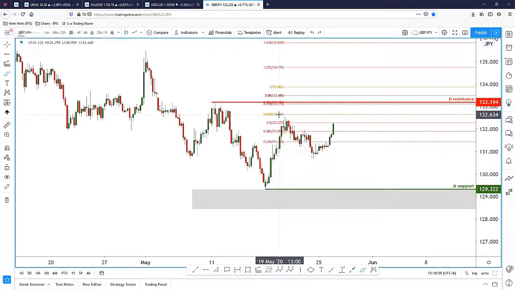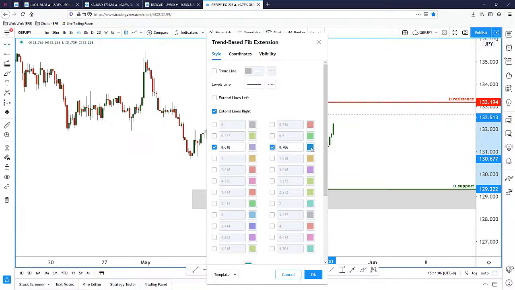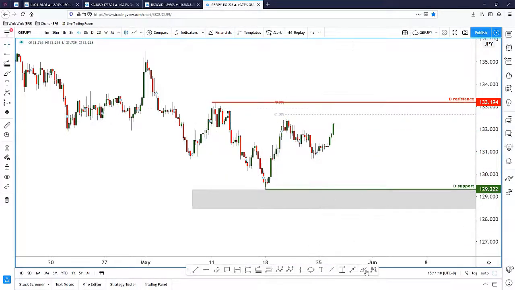Or at the same time, we also see that there is sort of a 61.8 level. So let's just highlight both 61.8 and 78.6. Right? Price could easily just come up to here and then go all the way down to the daily support. Right, so we have two levels. This can be our 4-hour resistance level.